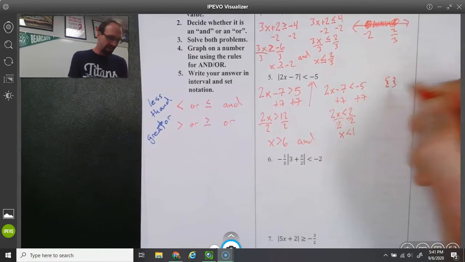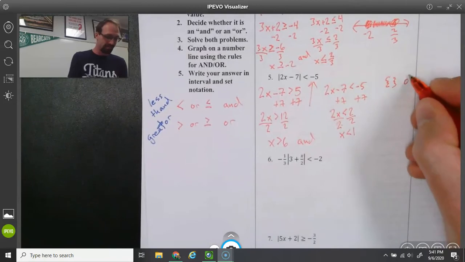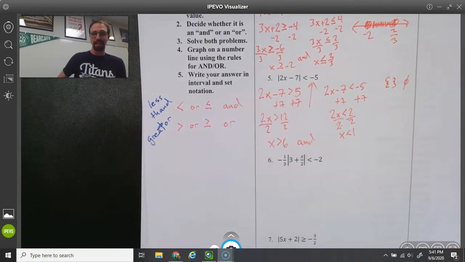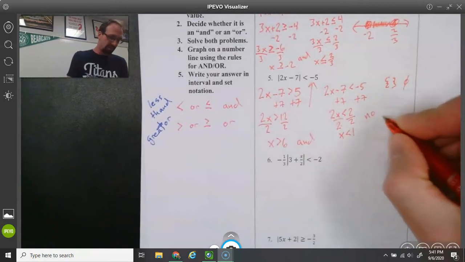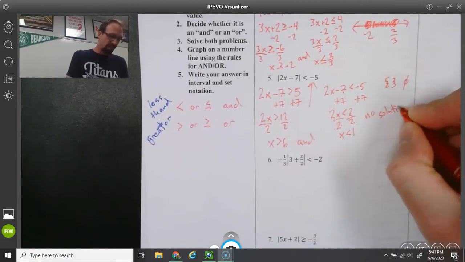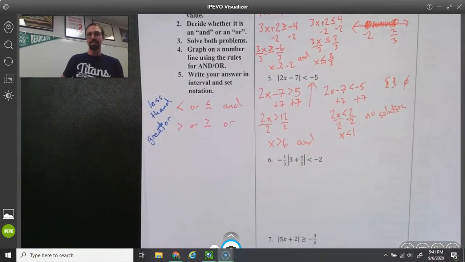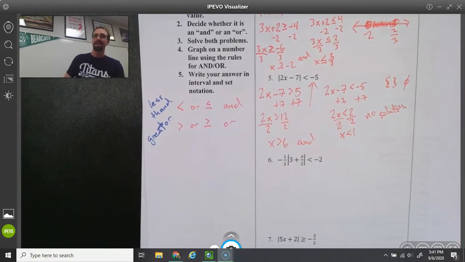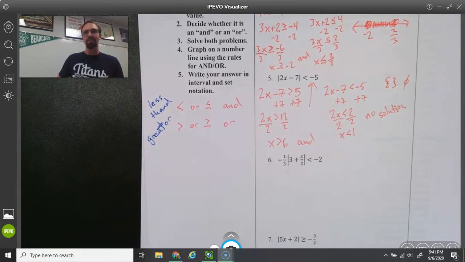The null set. There's nothing there. You could put either. And then the interval for this, there's no interval. X is not part of the solution set. There's no solution. And that's because, again, distance, we can't have distance being less than a negative number. You can't be less than a negative number. You can't have distance being negative at all.